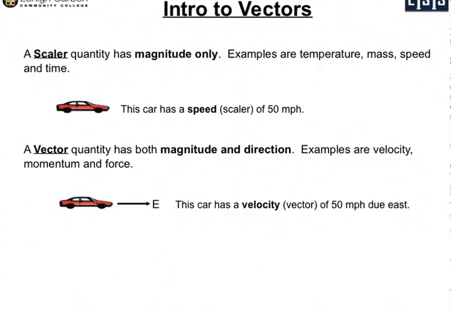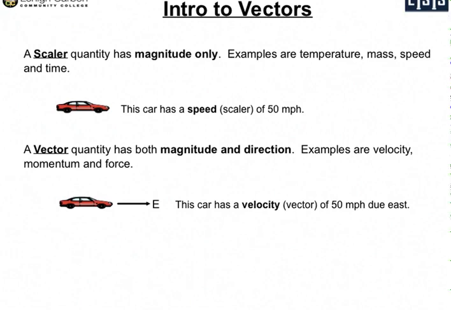This video is an introduction into vectors and how you can add and subtract vectors. When you think about a car traveling on a road, it's very common for us to say the car is doing 50 miles per hour. That is a scalar quantity. In this case, it's speed. The car is traveling at 50 miles per hour. We're only talking about the magnitude of the speed. Examples of other scalar quantities are temperature, mass, and time.